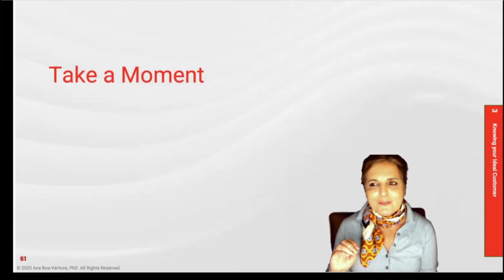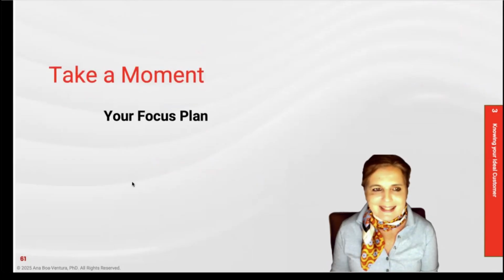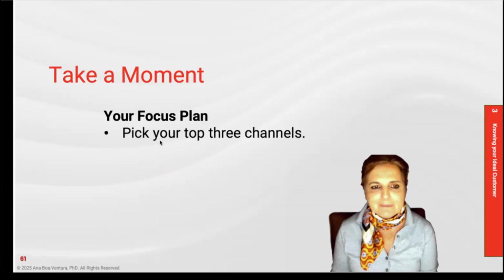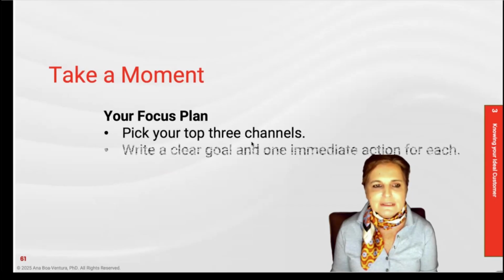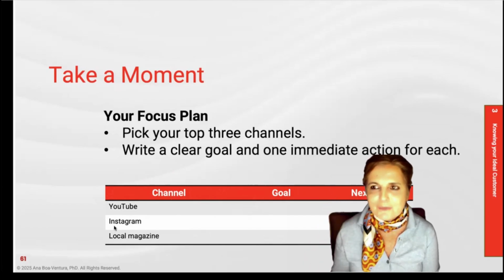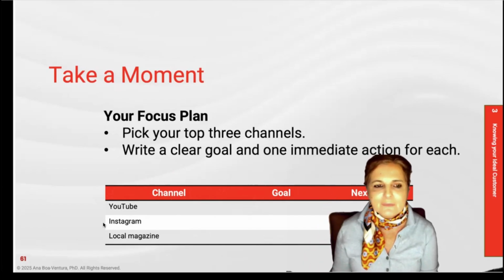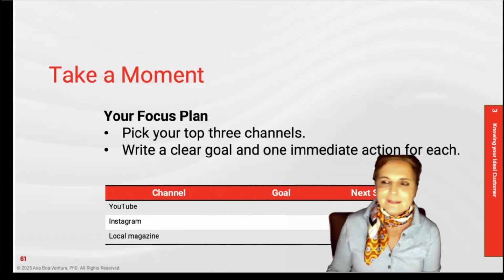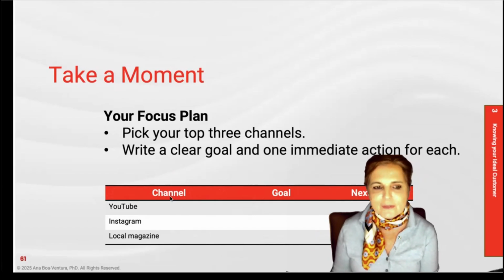So I would like you at this moment to take another moment and think about your focus plan. Pick your top 3 channels and then write a clear goal and one immediate action for each. It could be something like YouTube, Instagram, and local magazine. You choose, okay? But let's have by row the 3 channels you choose that are most relevant for your brand, taking into account your avatars, your ideal customers, and then of course you would have the goal and the next step for each.